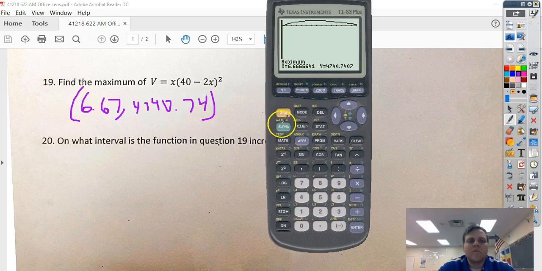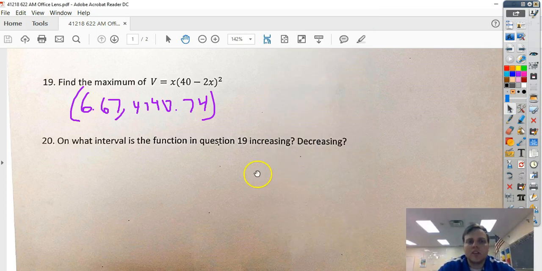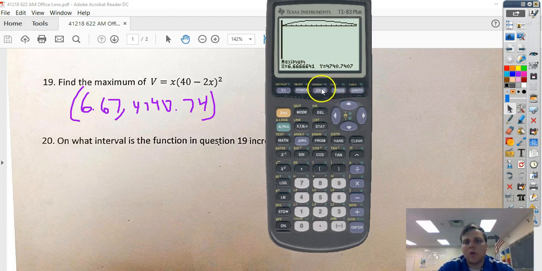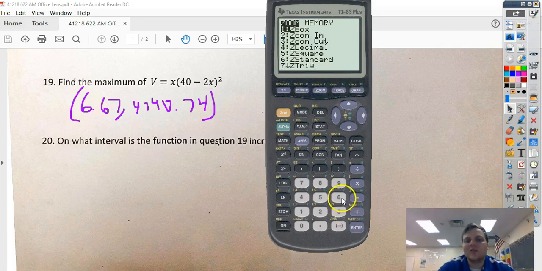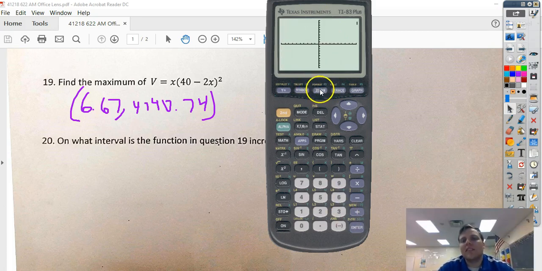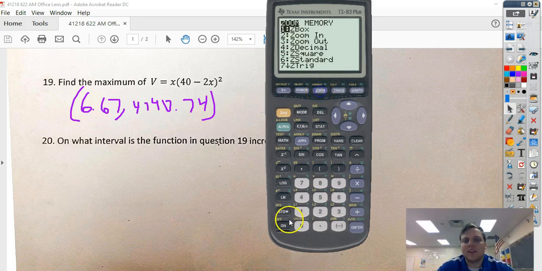Now look at question 20. It says, on what interval is function 19 increasing, decreasing? Now it's important that you remember what our graph looked like originally. So I'm going to hit zoom 0 again. Oh man, I didn't change my window back. Well, that's a now really pretty looking graph, isn't it? Let's go back to zoom 6. The reason I'm doing this is I want you guys to remember what the graph looked like originally. Now zoom 0.